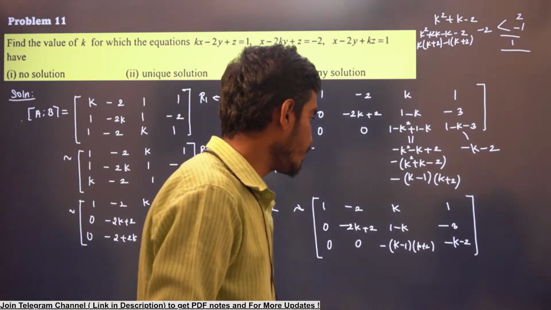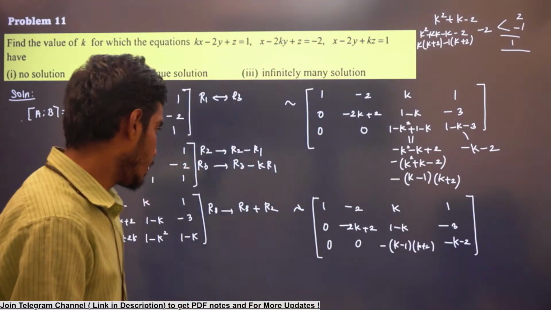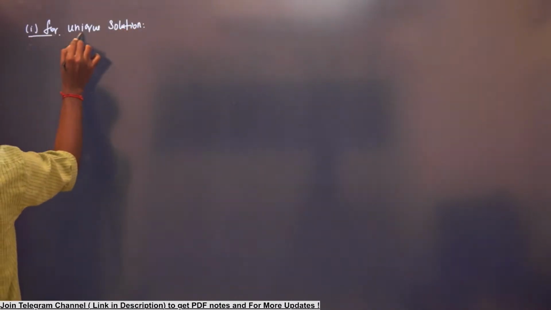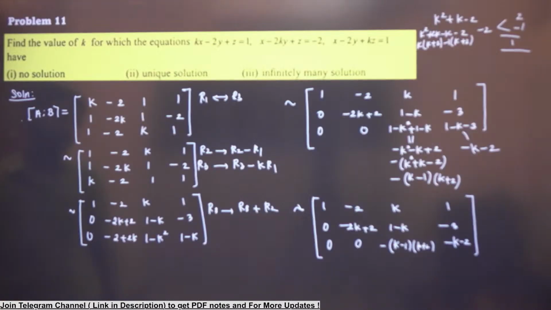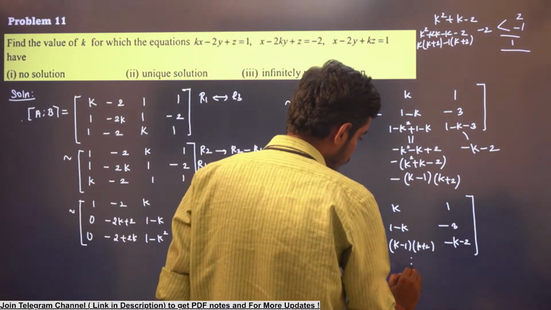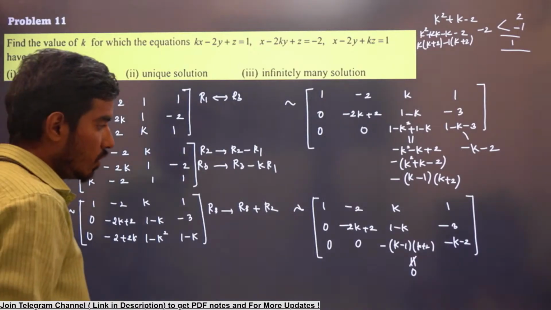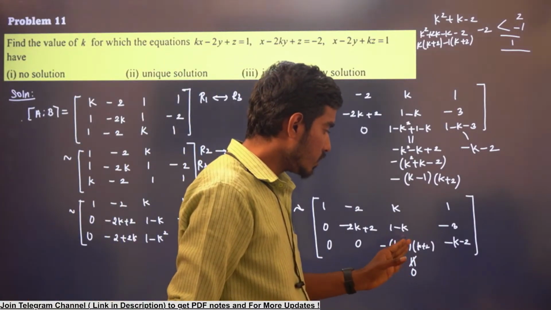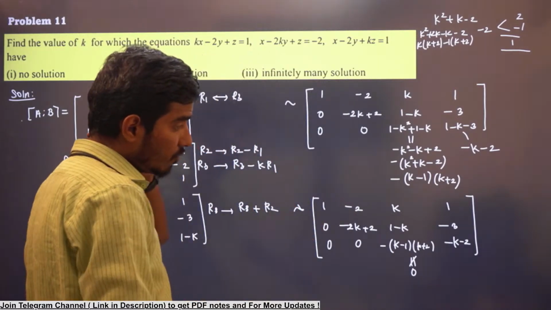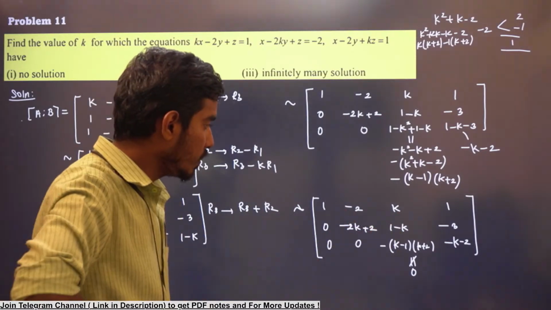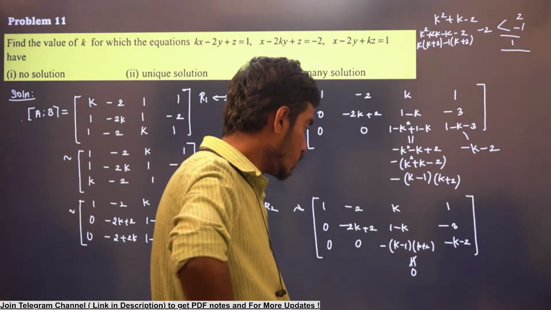For a unique solution, this element should not be equal to 0. This element will be equal to 0 if k is 1 or if k is minus 2. Sorry, for a unique solution this has to be non-zero.